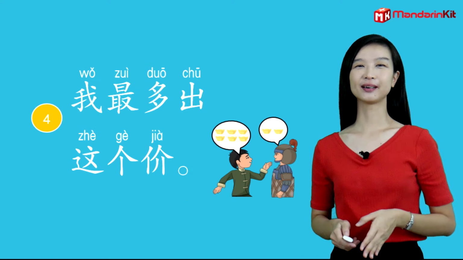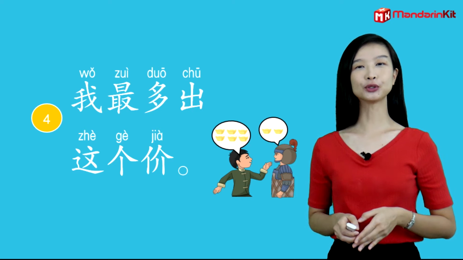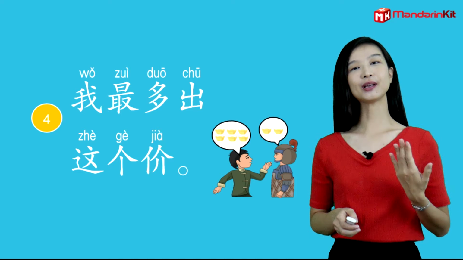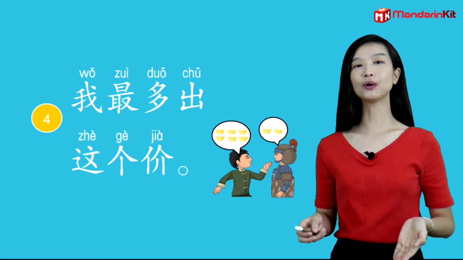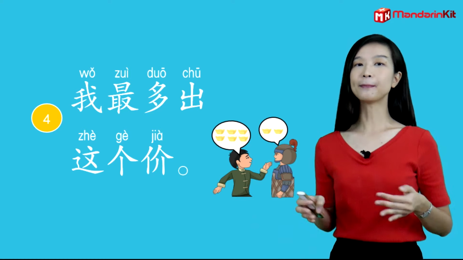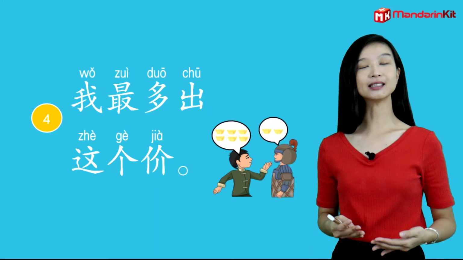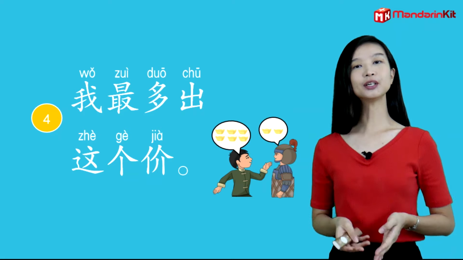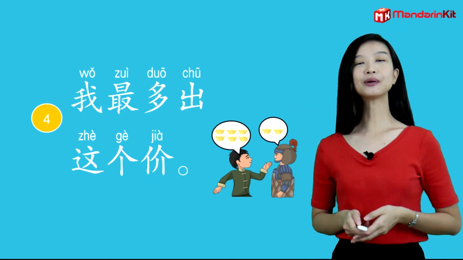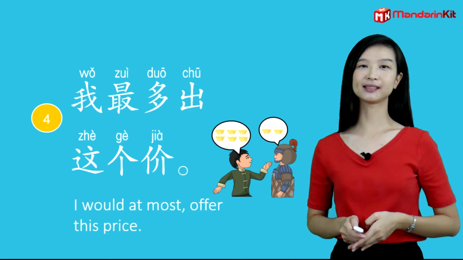Sentence number 4. 我最多出这个价。我 means I. 最 again it means the most. 多 a lot or many. So 最多 means the most or the maximum. 出 to exit, but in this case it means to come out with. 这个 this 价 price. 我最多出这个价。I would at most offer this price.